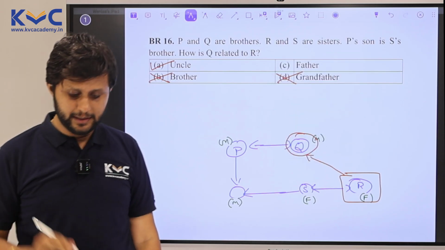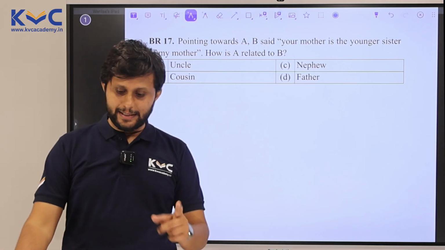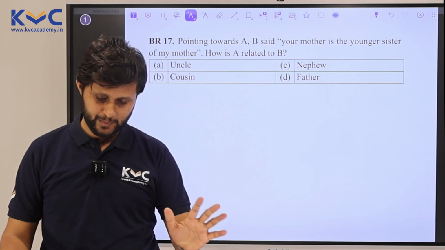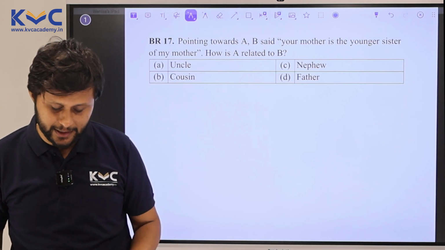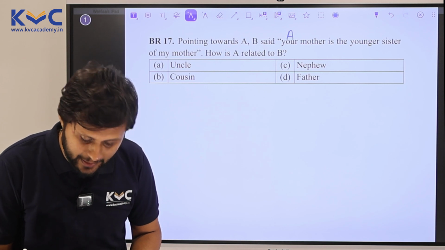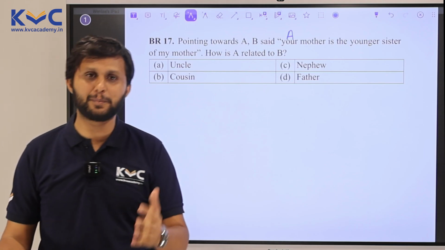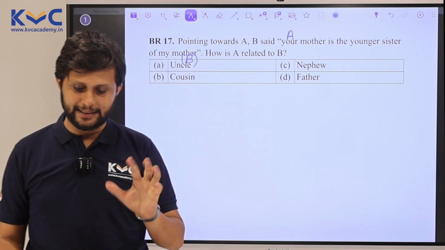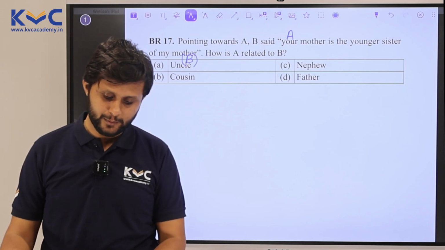Moving on. Question number 17. Pointing towards A, B said, your mother. So, B is talking to A basically. Pointing towards A, B said, your mother. Your mother means whose mother? A's mother. I'll write A there, otherwise it gets confusing. A's mother is the younger sister of my mother. Who is saying? B is saying. So we get the sentence as A's mother is the younger sister of B.